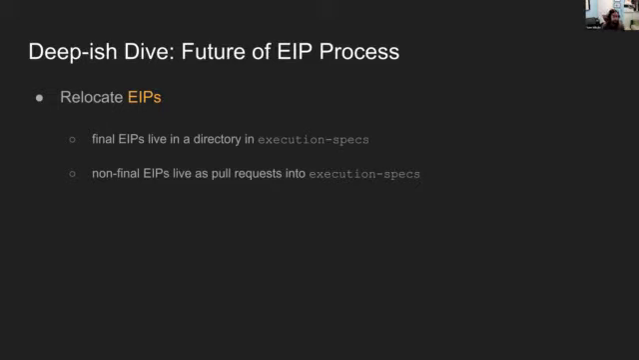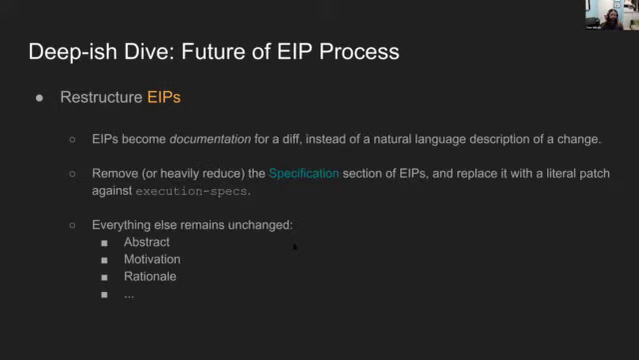The second thing I'd like to see happen down the road is to relocate EIPs from the repository they're in now into the actual execution specs repository. So once an EIP becomes final, it would get merged into the execution specs, and non-final EIPs would live as pull requests into the execution specs repository.